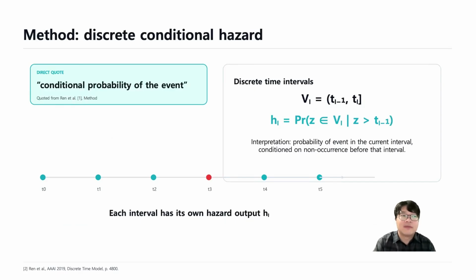DRSA uses a discrete time model. The timeline is divided into intervals. For each interval, DRSA defines the conditional hazard. This means the probability that the event occurs in the current interval, given that it did not occur before this interval.